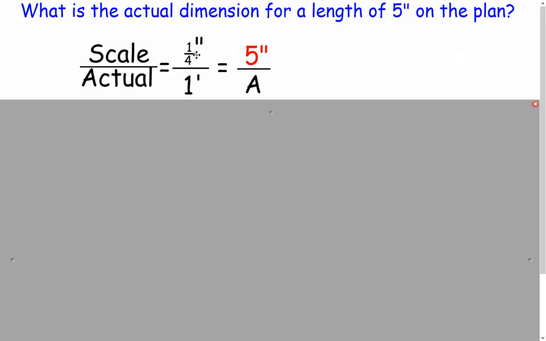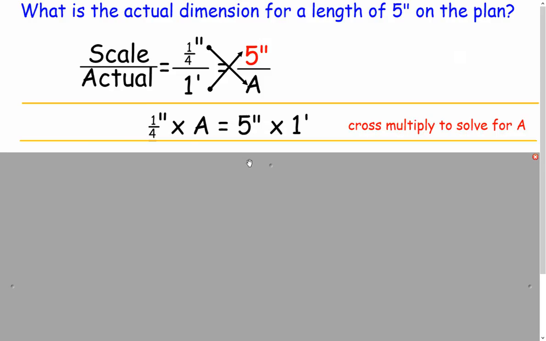We're always going to set that up that way. The size of the scale may differ, but the fact that the scale is on the top and the actual one is on the bottom is going to stay the same. So in this case, it's a 1/4 inch on the top and 1 foot on the bottom. They gave us 5 inches in the plan, so we're trying to find the actual size. So we're going to be using cross products. We're going to cross multiply: 1/4 inch times A equals 1 foot times 5 inches.